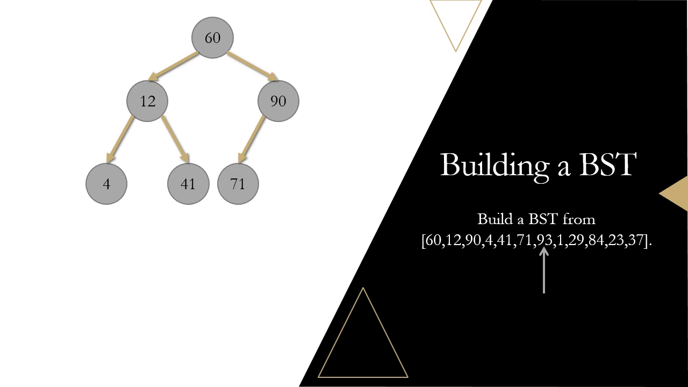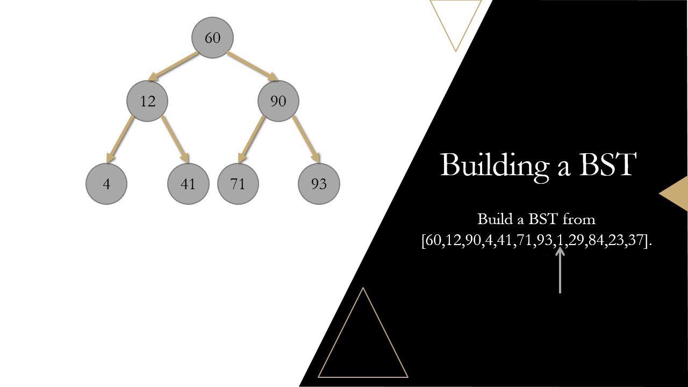The next number is 93. Start comparison with the root. 93 is greater than 60. Move to the right. We come to 90. 93 is greater than 90. Move to the right, but there is no right. So I make 93 the right child of 90.